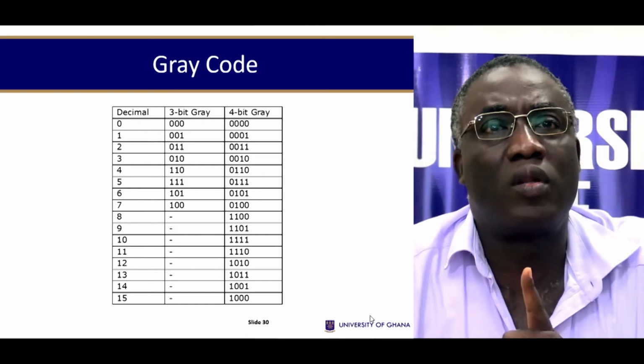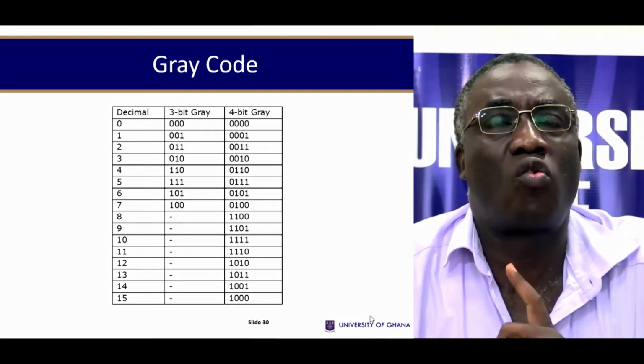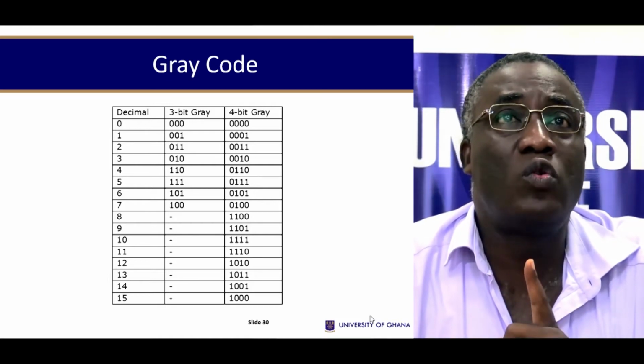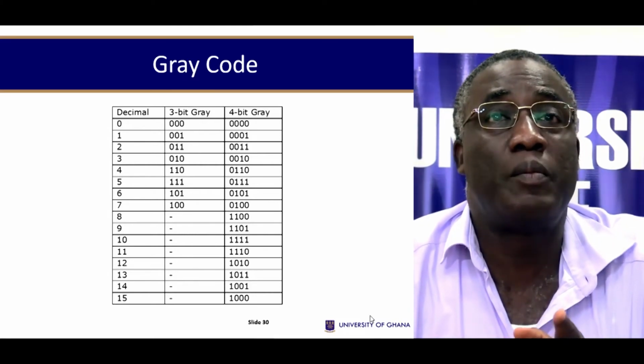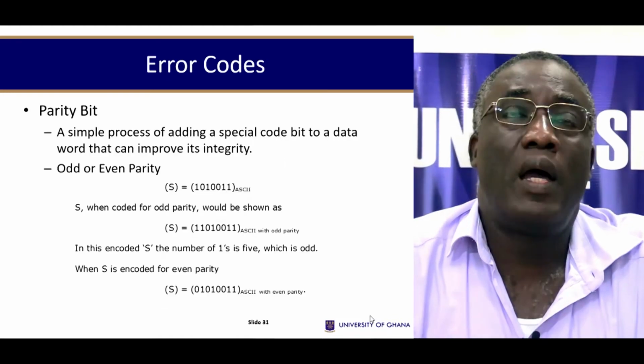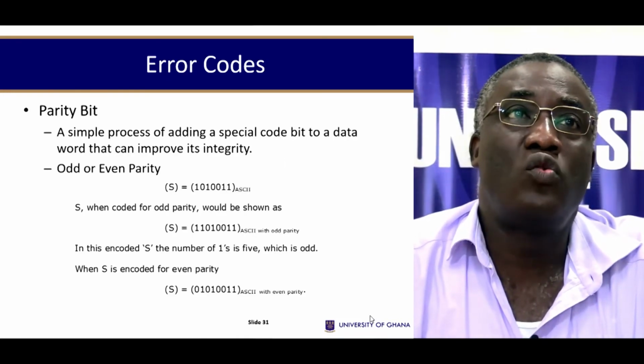This is quite important if you want to be able to correct errors. And also when we do the Karnaugh maps, we will need to use a gray code to represent the bit positions. There are a number of error codes that are used.